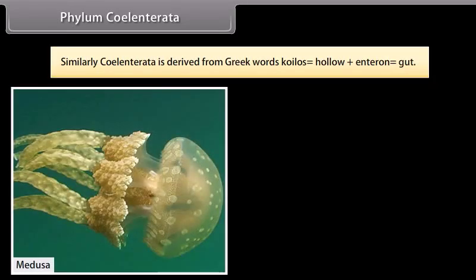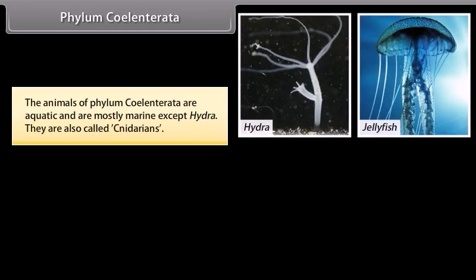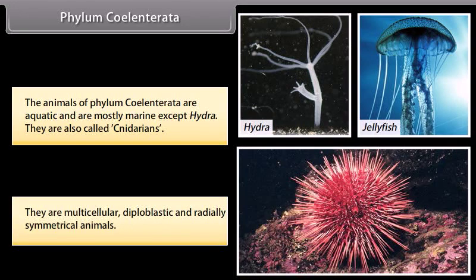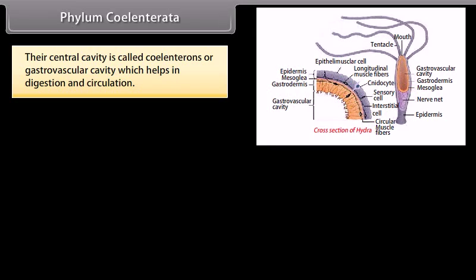Phylum Coelentrata. Similarly, Coelentrata is derived from Greek words koilos, hollow, plus enteron, gut. The animals of phylum Coelentrata are aquatic and are mostly marine except Hydra. They are also called cnidarians. They are multicellular, diploblastic, and radially symmetrical animals. Their central cavity is called coelenteron or gastrovascular cavity which helps in digestion and circulation.